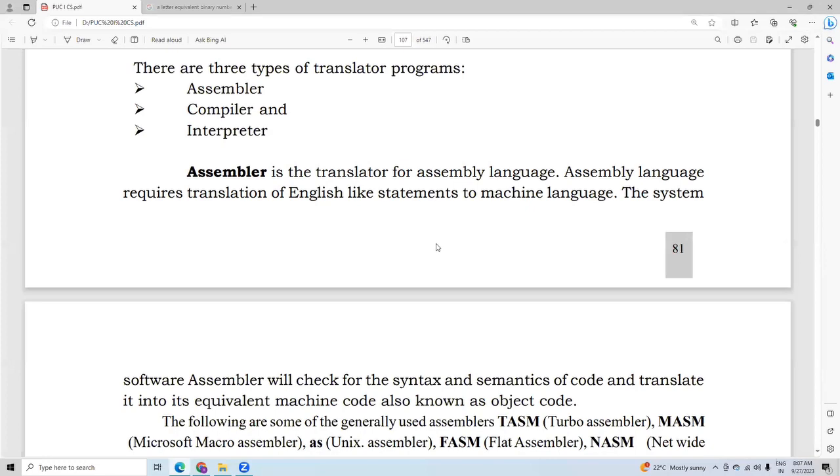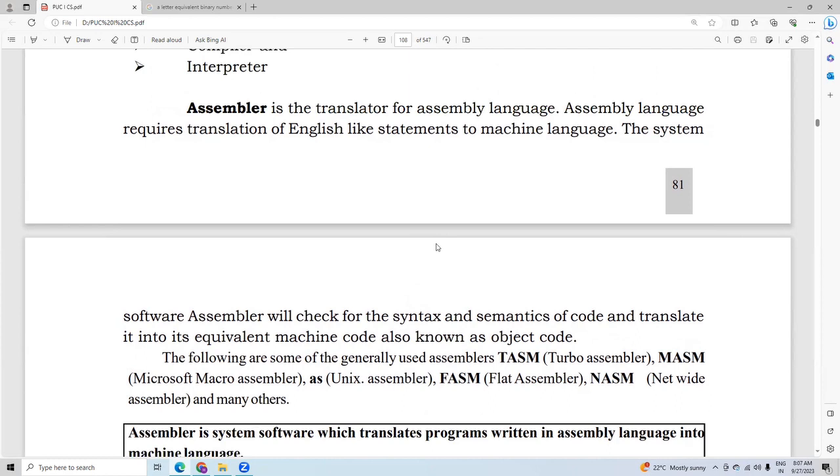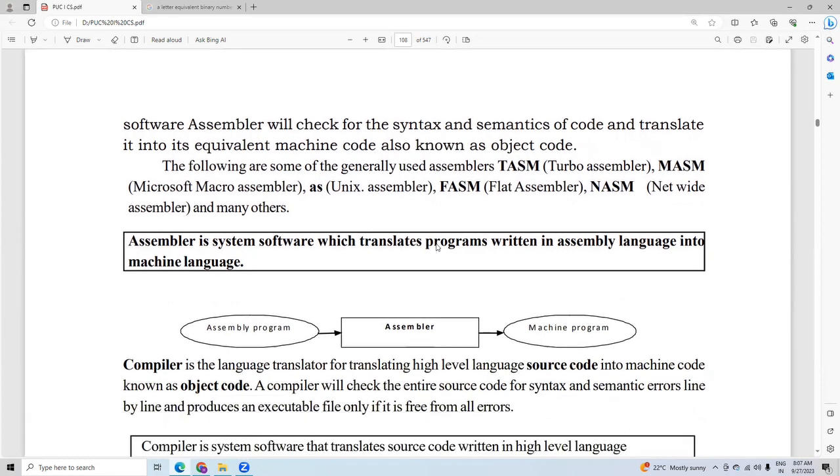Assembler is the translator used in assembly level language. In assembly level language, we have discussed that there are commands given in English-like simple words instead of machine level language codes, where these codes have to be converted back to binary so that the computer can understand. So to do this translation, we use this assembler. The assembler will check for the syntax and semantics of the code, then it will translate it into its equivalent machine code, also known as object code.